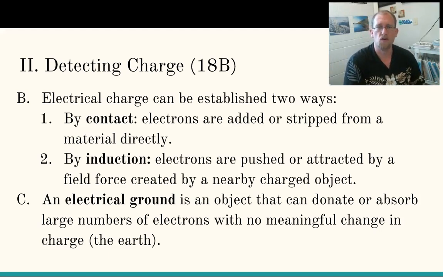And so we use the word ground to mean an electron sink. It can absorb huge amounts of electrons, or it can give up huge amounts of electrons. And it itself really doesn't give a rip. Its electrical charge doesn't change. So no meaningful change in its charge. The Earth was the first object that we thought of when we were thinking of what could be an electrical sink, and so the concept was called a ground. But now other objects can serve as ground as well. Okay? So that's the idea there.